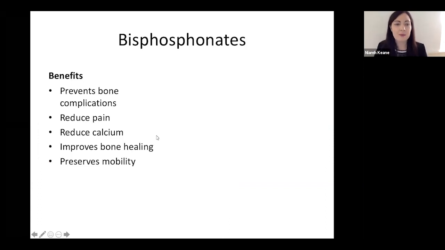So apart from preventing new bony complications from arising, they can also reduce pain. They reduce calcium. If you have a dangerously high calcium, this is one of the best drugs to get it down quickly. They improve bone healing, and they preserve mobility, importantly, in our patients, and particularly in elderly patients. And largely this is done by protecting the vertebral or the spinal cord column.